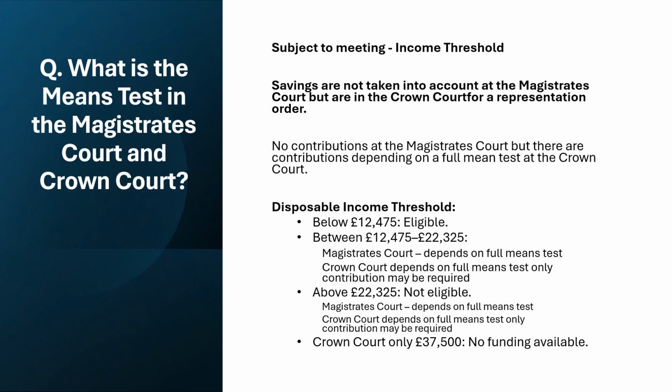Now we move on to the second part of the test to obtain publicly funded representation, legal aid. It's the means test. So what is the means test in the Magistrates Court and the Crown Court? Well, this is subject to meeting the income threshold. Savings are not taken into account at the Magistrates Court, but they are taken into account for a representation order at the Crown Court. There's no contributions in the Magistrates Court, but there are contributions depending on the full means test at the Crown Court.